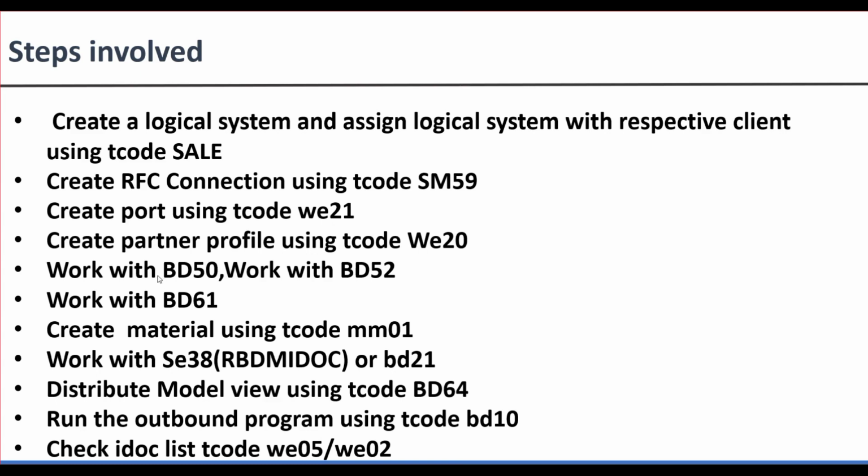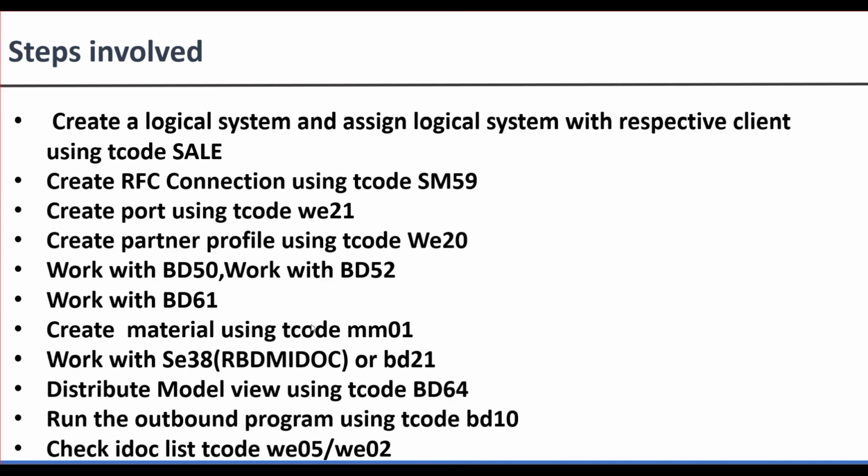Maintain the partner profile, that is T code WE20. Here we can use the T codes BD50, BD52 and BD61. These are the three very important steps which we are going to work on. BD61 is used to activate the change pointer globally. BD50 activates the change pointer at message type level, and with BD52 we can activate it at field level.